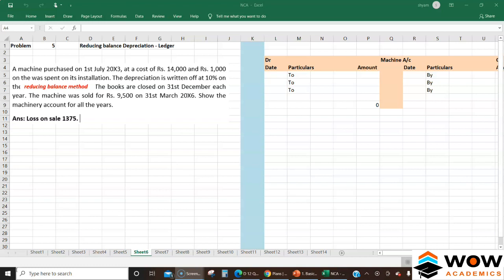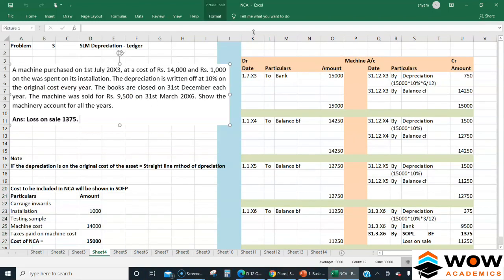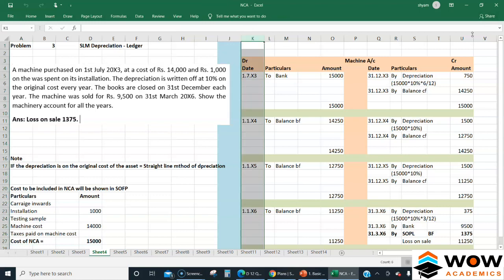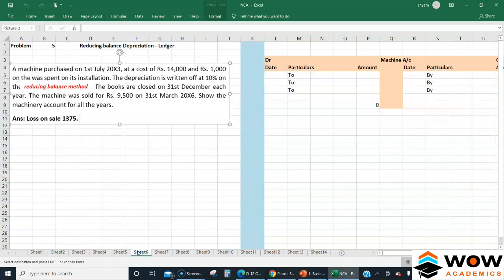So we'll start from the next method. The next method is called the reducing balance method. We have already worked out this sum as a straight line method problem, so we'll copy that full problem and use it for this one.